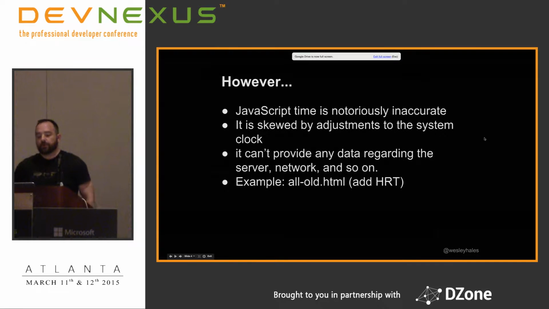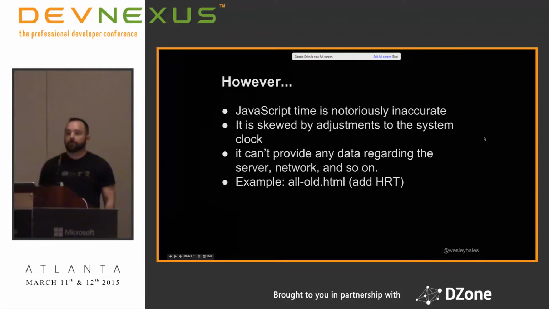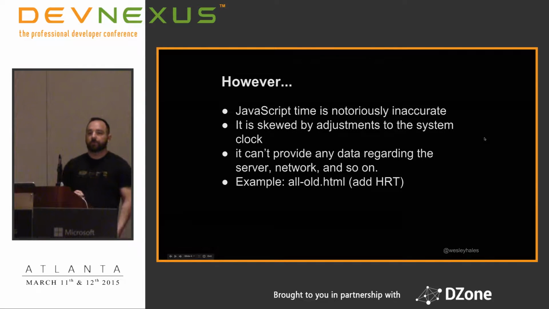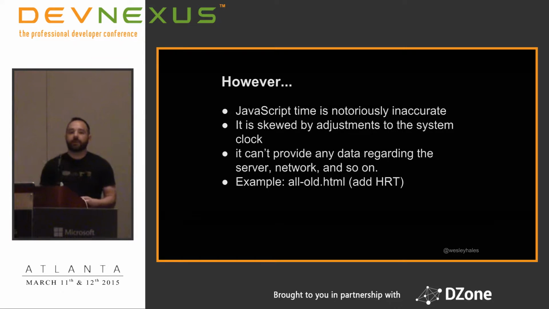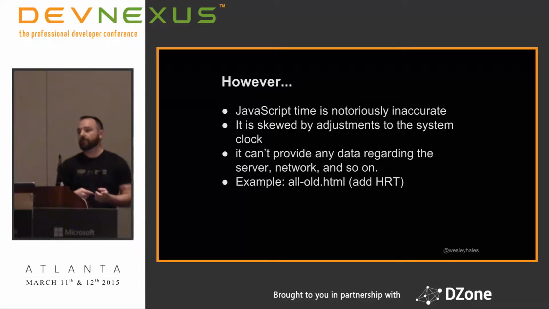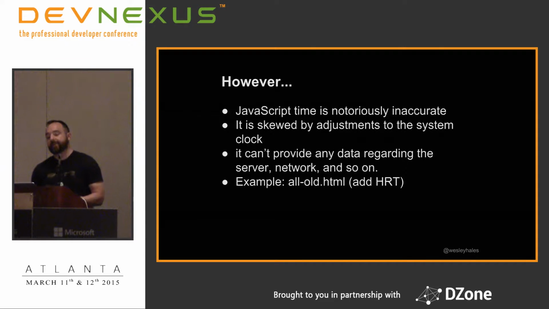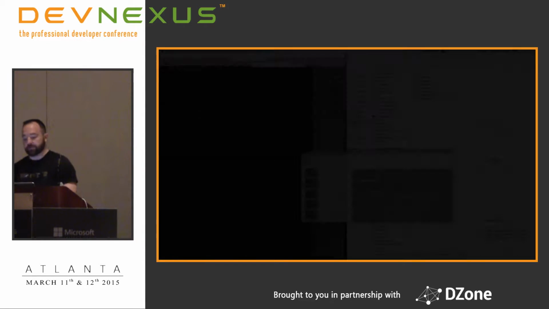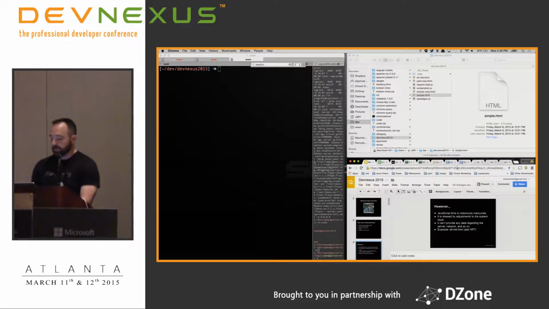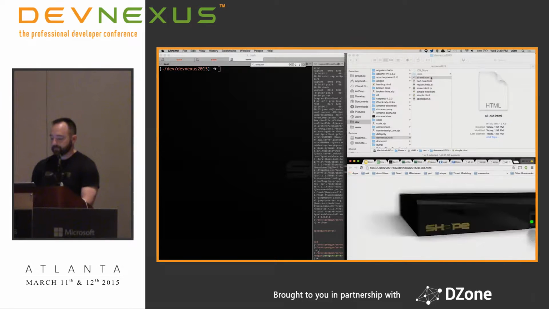So JavaScript time is very inaccurate. It's skewed by the system clock. Depending on what your clock is set to, that's the date that you just saw in the console. It's what's on my system. And it also can't provide any data regarding the server, the network, the response time, or how long the DNS lookup was. And that's what we're going to get to eventually. So let me show you another example.